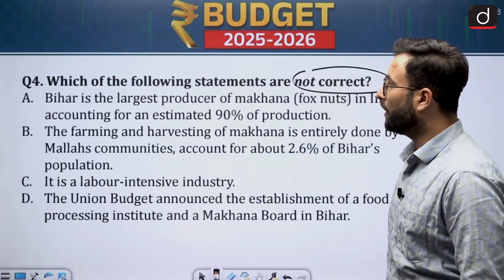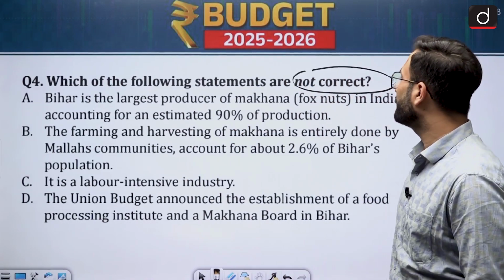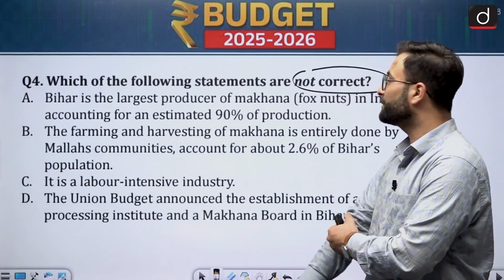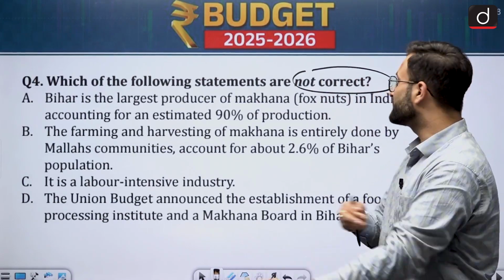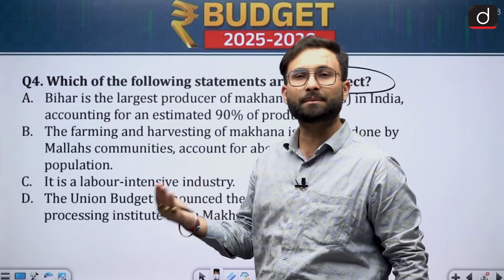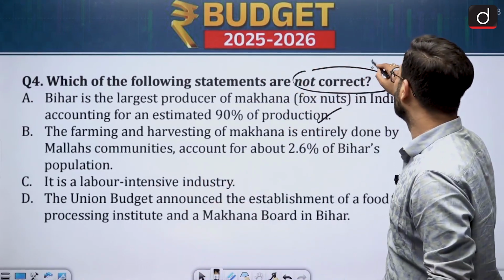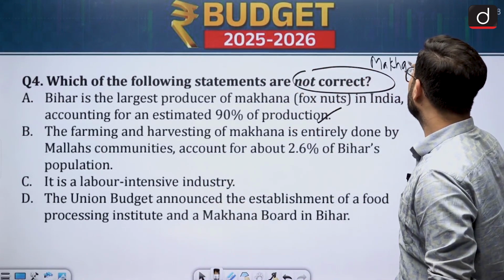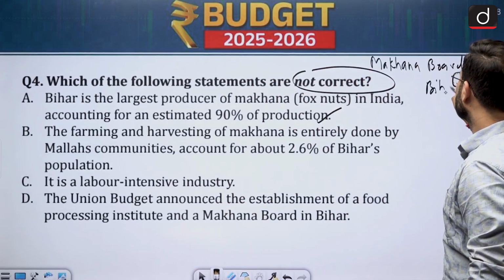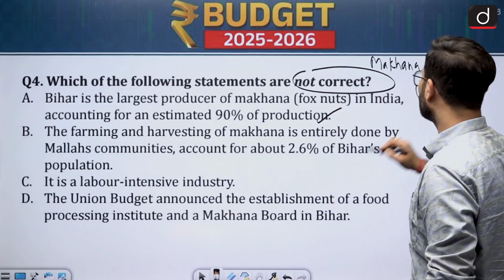Now coming to the next one, which of the following statements is or are not correct. Option A is Bihar is the largest producer of makhana in India, accounting for an estimated 90% of the production. Now that is the right statement, and that is one of the reasons we are establishing a makhana board in Bihar, and that was also talked about in the budget.